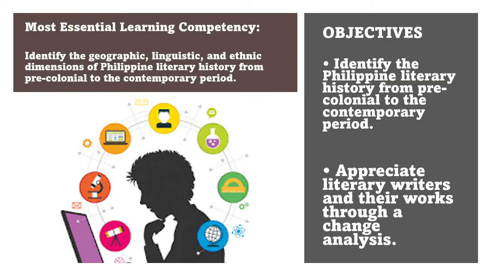What are the objectives? Number 1 is to identify Philippine literary history from pre-colonial to contemporary period. And next is to appreciate literary writers and their works through a change analysis. The most essential learning competency for this lesson is to identify the geographic, linguistic, and ethnic dimensions of Philippine literary history from pre-colonial to the contemporary period.